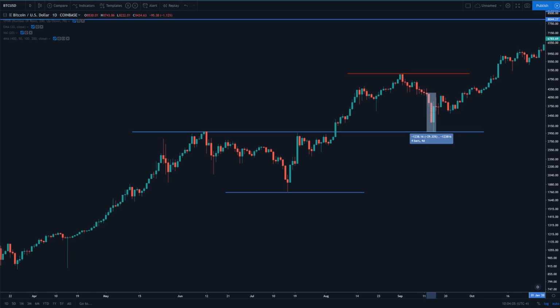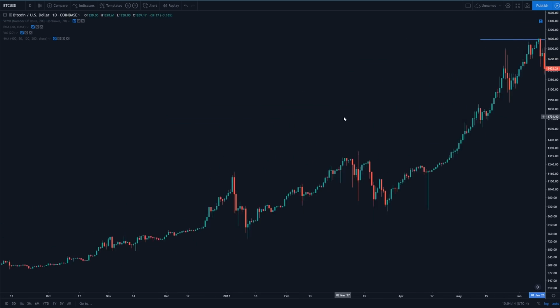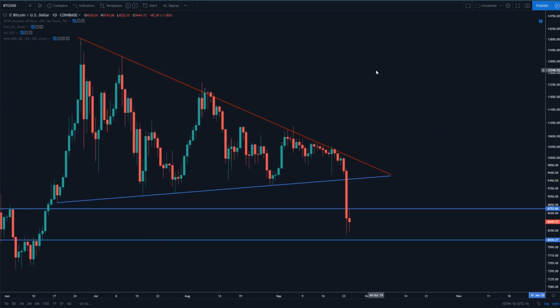Bitcoin did the same thing over here. In the span of a week, Bitcoin crashed 30%. Right over here, the span of a week, Bitcoin crashed 36%. It happens in bull markets. It's not the end of the world, guys. It's nothing to be freaked out about. I see a lot of people getting worried about this when there's really nothing to be concerned about.